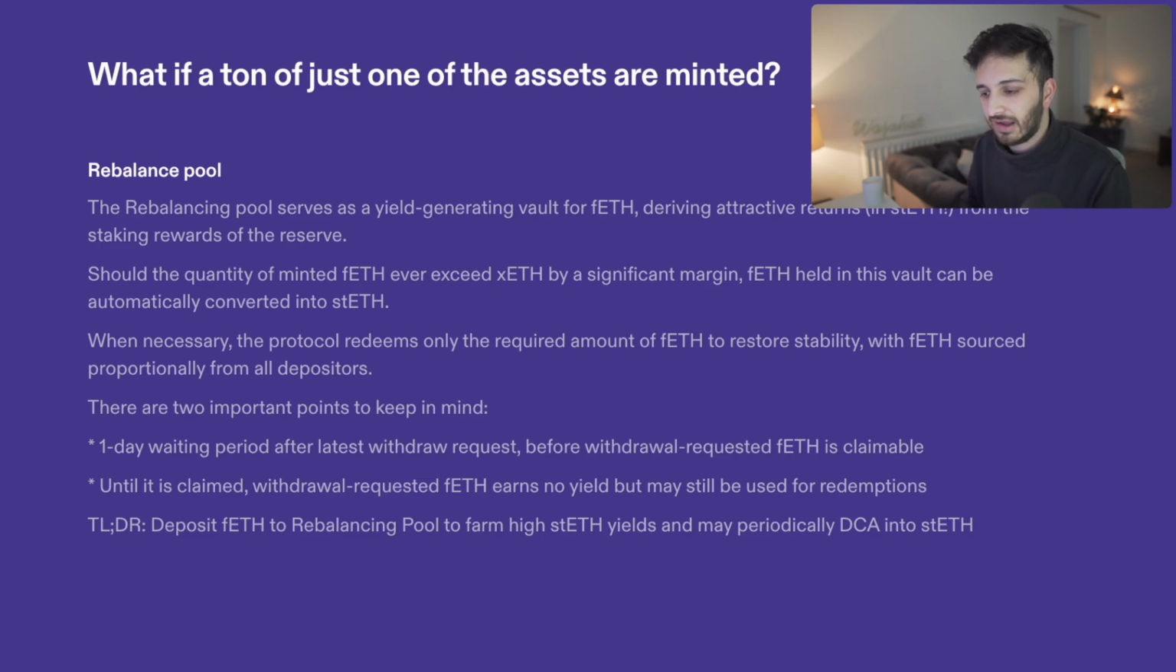Essentially taking some of that stETH yield and basically giving it to FETH holders. Now, what happens is should the quantity of FETH ever really exceed XETH by a significant margin, then the FETH that's in this rebalancing pool vault will automatically get converted into stETH to kind of balance it out again. Now, when necessary, the protocol redeems only the required amount of FETH to restore stability. And there's two important points to keep in mind. There is a 1-day waiting period, and also until it is claimed, the withdrawal requested FETH doesn't really earn any yield in that time period.